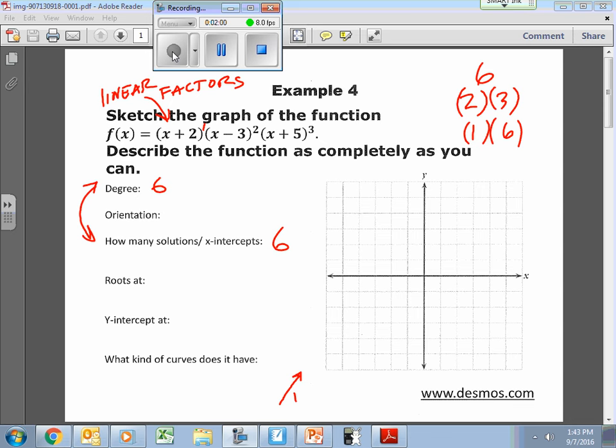On this one, what is the orientation? Is it positive or is it negative? Positive. It's positive. How can you tell? Because it's all positive. There would need to be a lead negative here. You'd have to see it to tell you that the orientation is going to be negative.